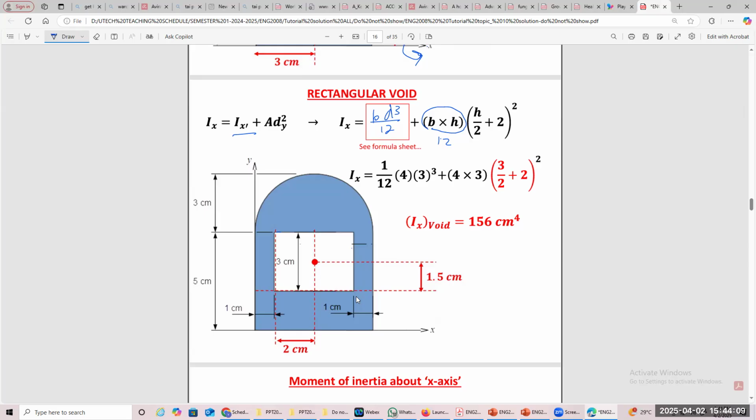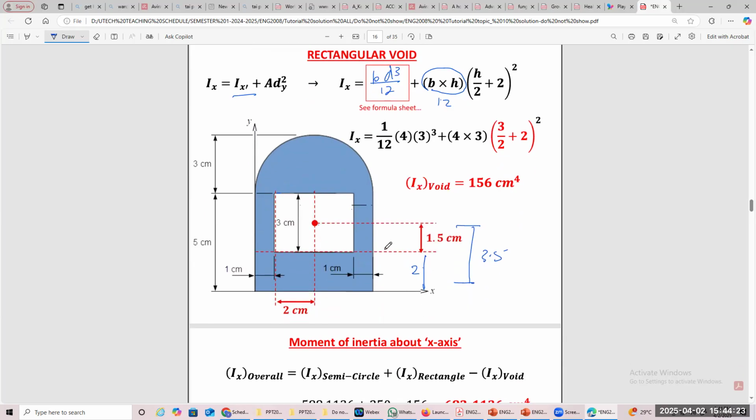What was this distance down? It's y bar. This was 2. You remember that was 2? So it's 3.5. Perfectly well. All right, great that you see that. And this is what? But this inertia, all of it is a minus inertia. Big minus, because it's a void.